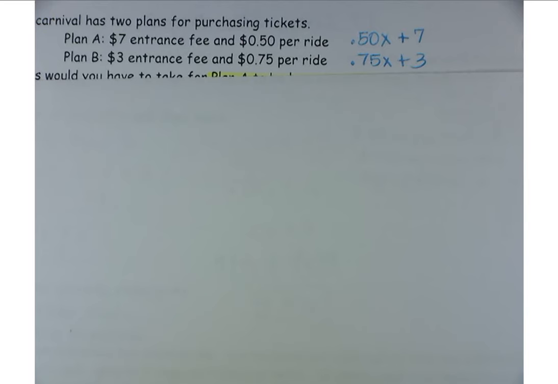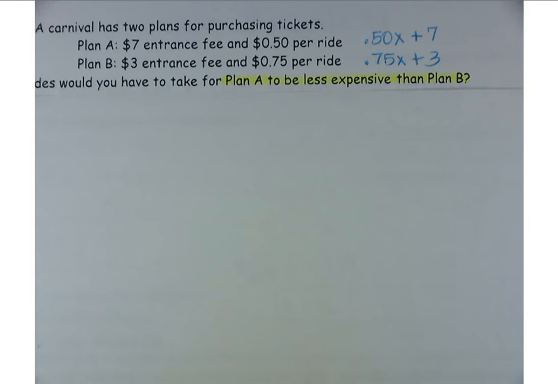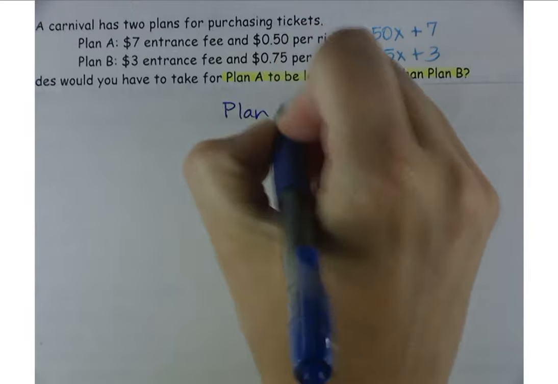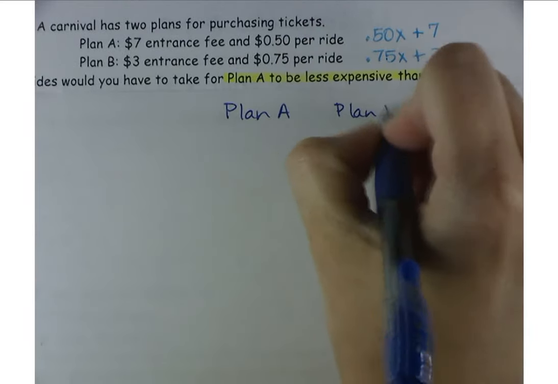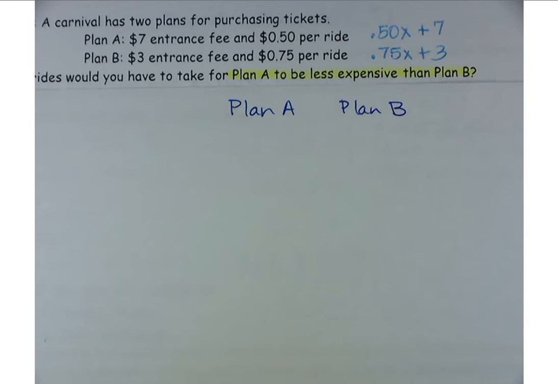Now, let's figure out what we have to find for this. How many rides would you have to take for Plan A to be less expensive than Plan B? So I chose to highlight that. You should underline it if you don't have a highlighter, so that you understand what you are trying to find here. Okay, so Plan A to be less expensive than Plan B. When you're setting up your equation, all I did is I started with Plan A and then Plan B. So Plan A, Plan B, and then I have to decide what kind of symbol to put in between them.